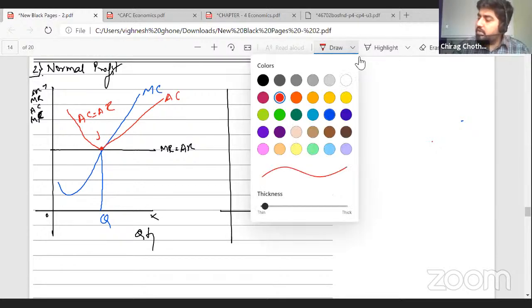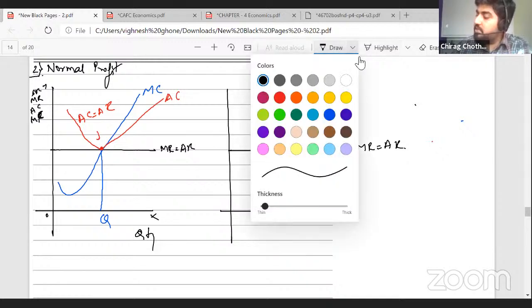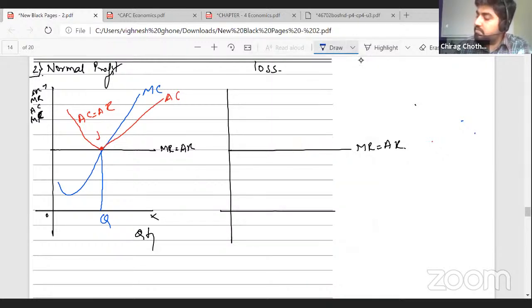Similarly, when we are talking about losses, right? So first of all, we have to draw a curve which is MR is equal to AR. So this will be the line where MR is equal to AR we are having. Am I right? Now the next part will be MC curve. How is our MC curve? MC curve will be J-shaped, somewhat like this. When MC cuts MR, this will be our equilibrium level of output quantity.